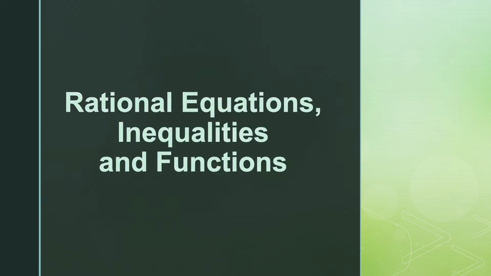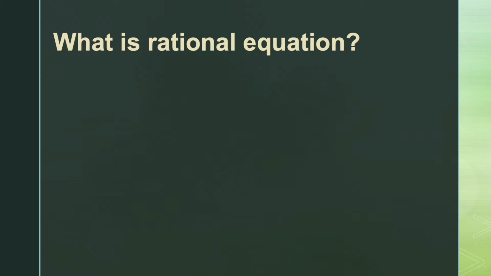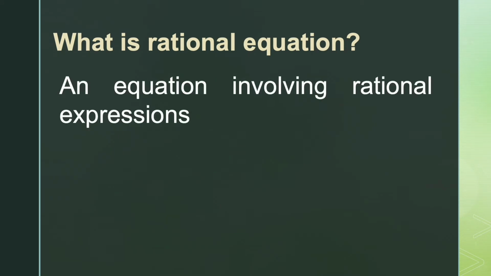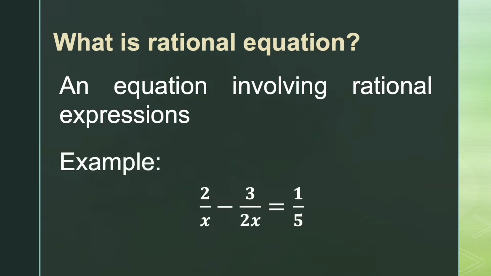Now let us discuss rational equations, inequalities, and functions. What is a rational equation? A rational equation is an equation involving rational expressions. Let's look at the following example. 2 over x minus 3 over 2x equals 1 over 5. Note that each term is a rational expression, and we have equality. Hence, it is a rational equation.